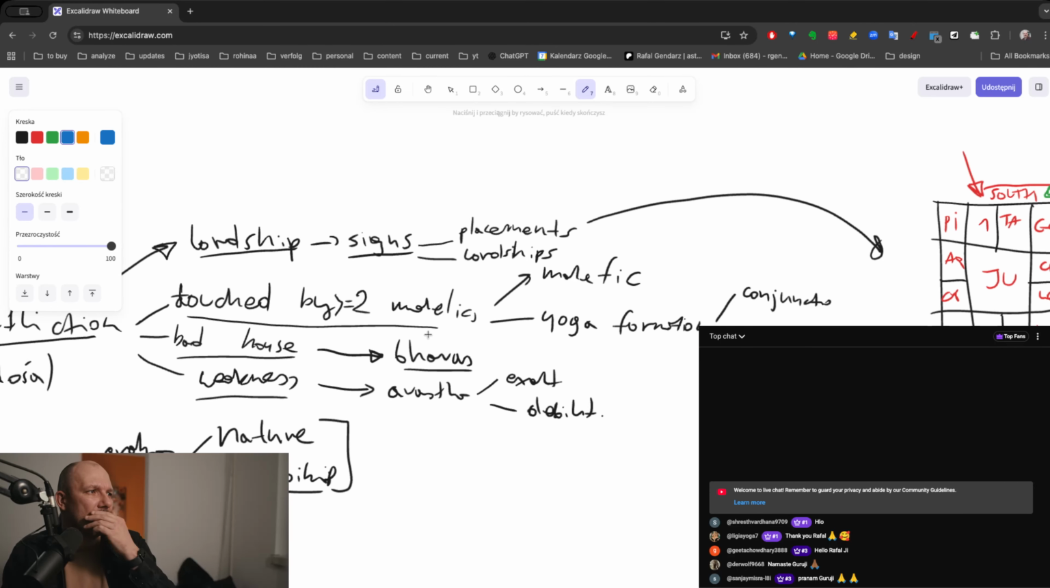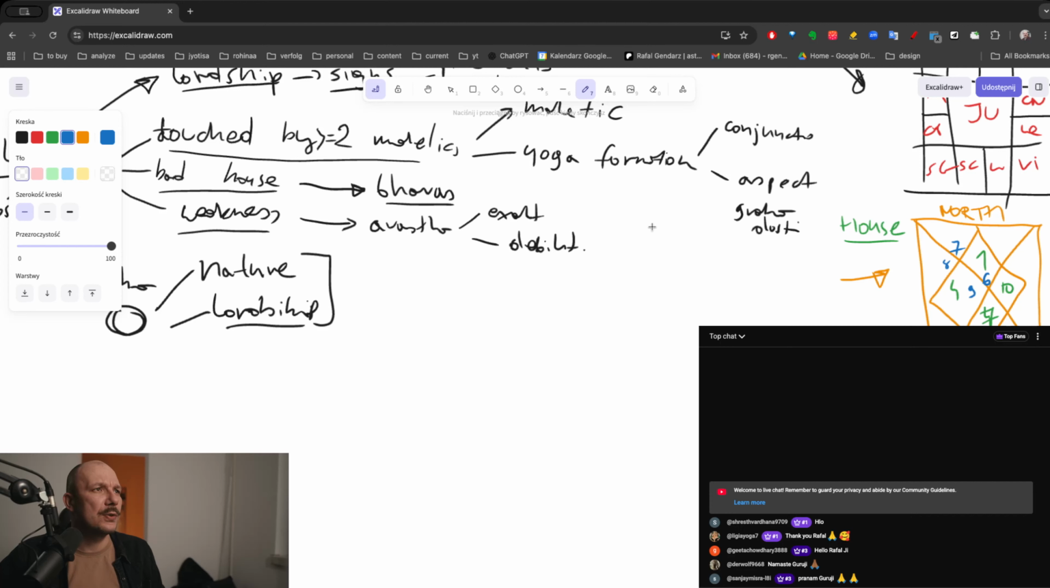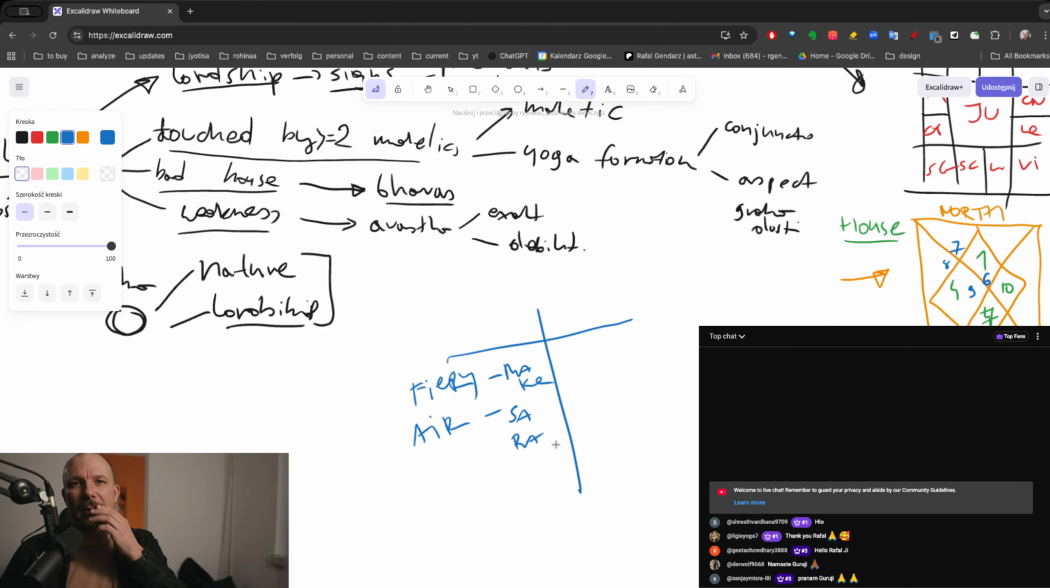Right. So then we have something like touched by two malefics, right? So we have divided the planets here into the benefics and malefics. And this is also quite interesting because this is related to the fire and air. So these are malefics, right? So we have Mars and Ketu, which are fiery, and we have also Saturn and Rahu, which are airy. And the Sun is also here, right? So these are malefic planets.